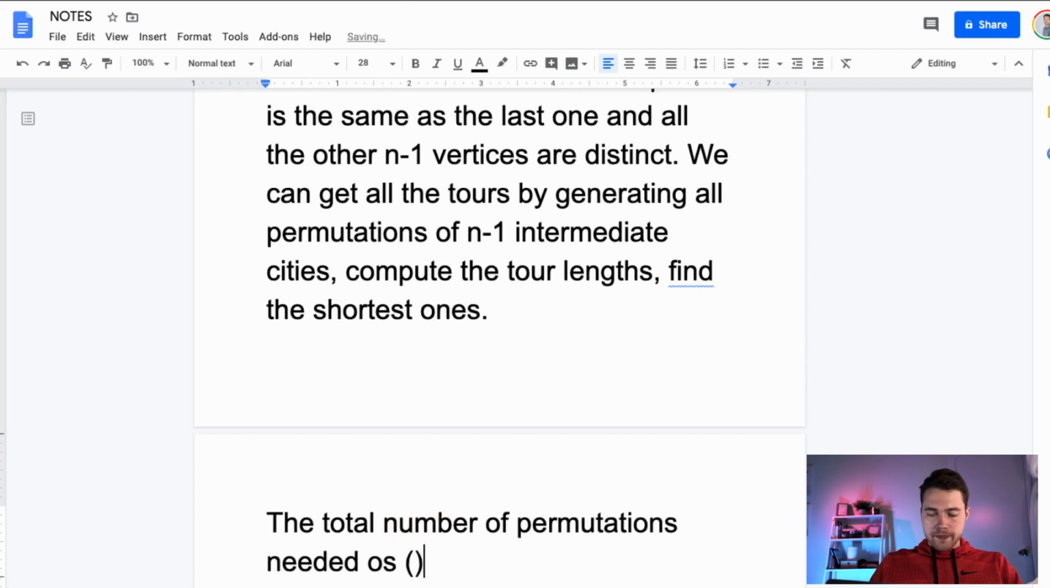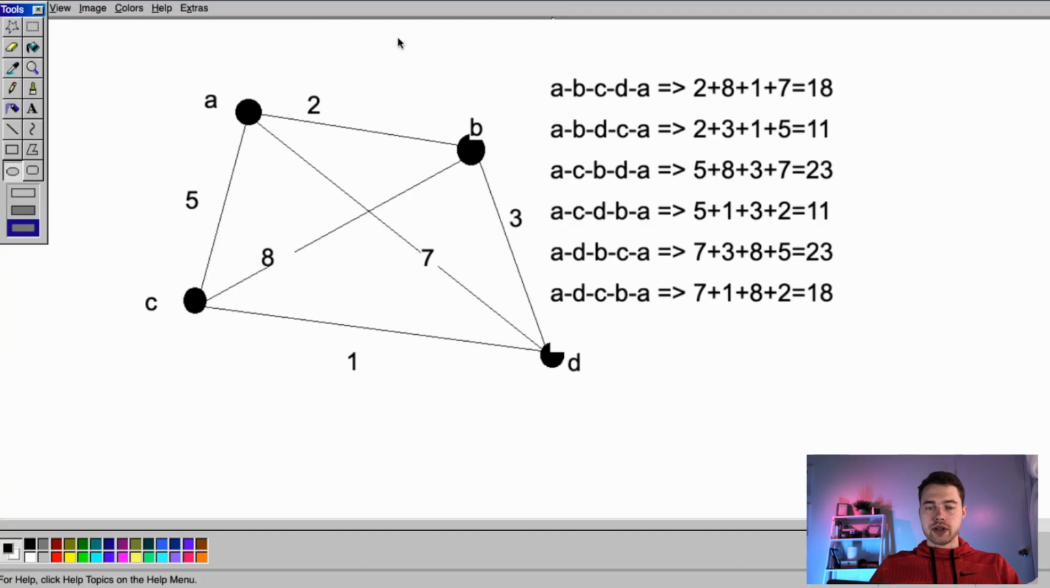It is (n-1) factorial over 2. Okay, what does that mean? That means you can solve that problem exhaustively only for very, very small numbers of n.